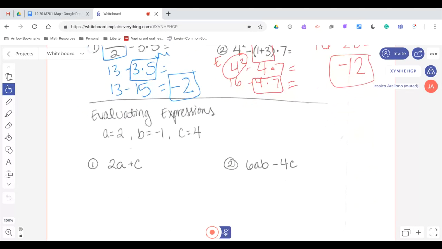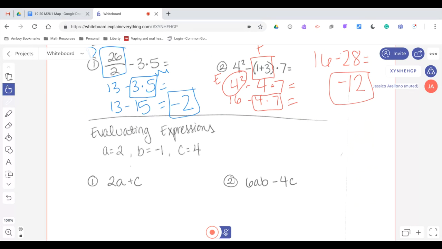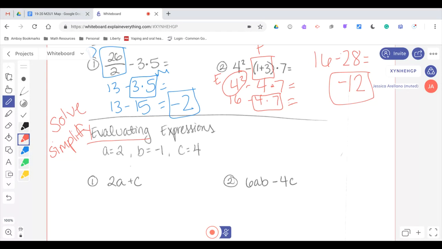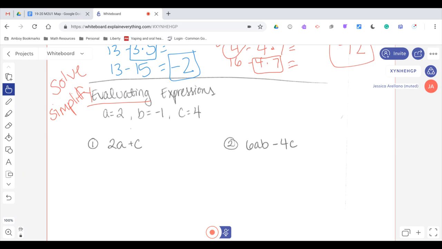All right. And let's quickly talk about evaluating expressions. Okay. Quick refresher, the word evaluate is basically a fancier version of the word solve or simplify. Okay. Basically, we're saying, all right, we have these statements that have some variables. We are going to plug in these values for the variables and simplify. Can we get it down to one number, or at least fewer numbers?